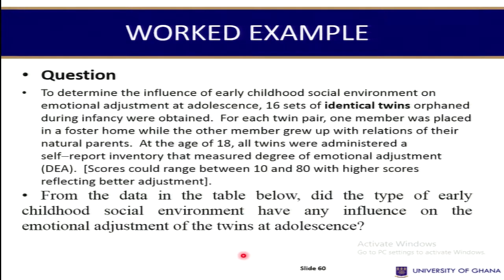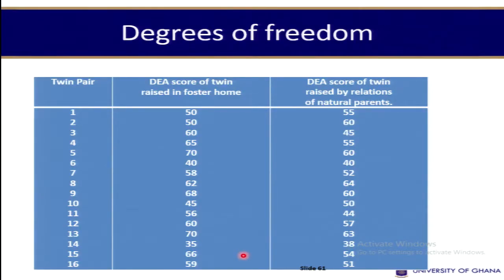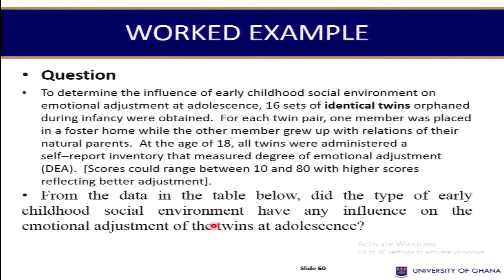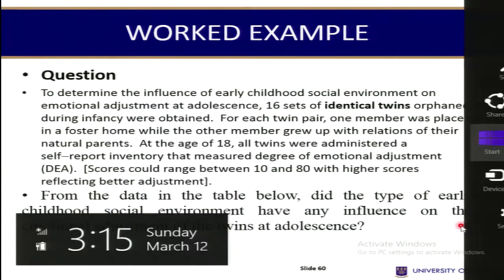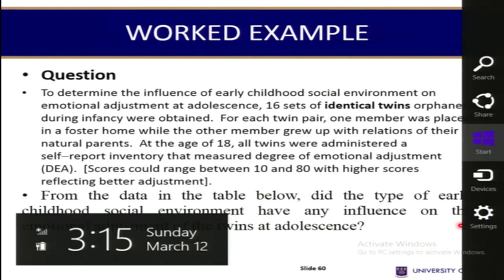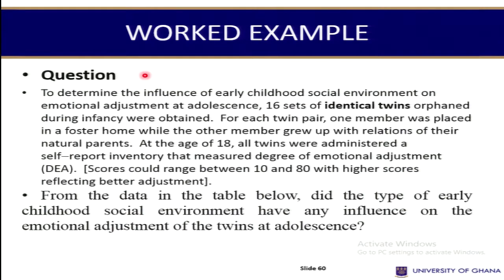So from the data in the table given below, we have the scores that have been obtained from the twins that were raised in the foster home and those that were raised with their natural parents. So the question here is, from this given data, did the type of early childhood social environment have any influence on the emotional adjustment of twins at adolescence? Does it have any influence on the emotional adjustment of the twins at adolescence?